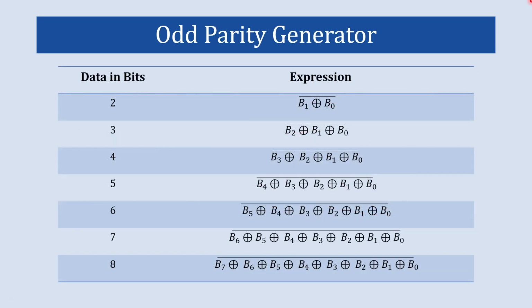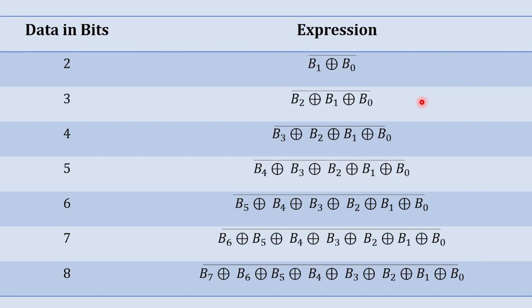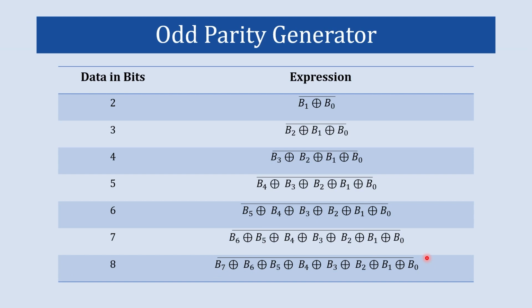So here is the table for simplified boolean equation for parity generator for the data from 2-bit to 8-bit. The equation that we have derived is this one, which is for 3-bit. So simply what you're supposed to do is an XOR operation of all the bits and then do a NOT operation of that. So that is how you can get the simplified boolean expression for odd parity generator.